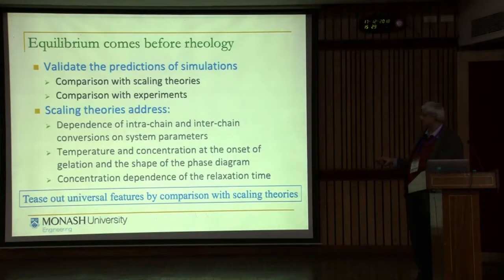The advantage of comparing with scaling theories is that one can really understand how these intrachain and interchain conversions are dependent on your system parameters. What is the temperature and concentration at the onset of gelation, something about the shape of the phase diagram, and on dynamic properties, how do they depend on concentration and so on. Also, a really useful aspect of comparing with scaling theories is we can tease out what are the universal features of these associative polymer solutions. And I think once we have these in place, we can go ahead and compare with experiments.